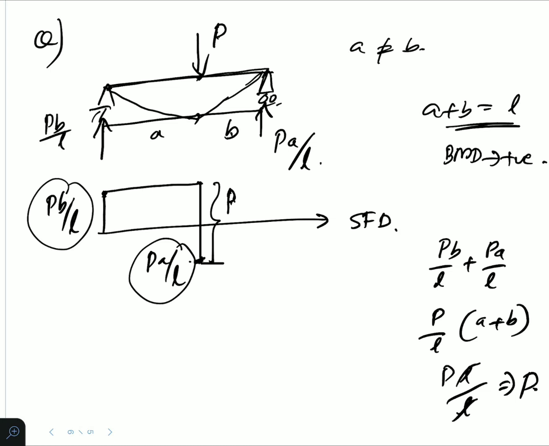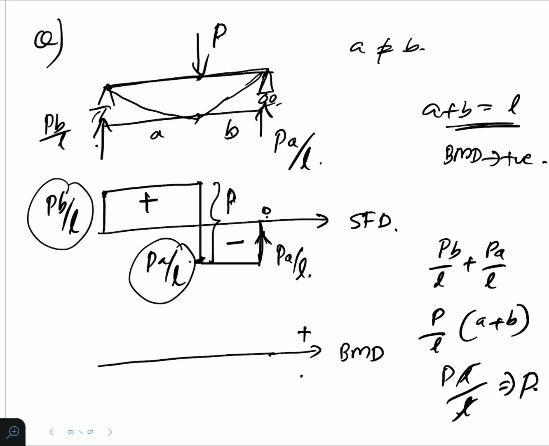Then this load will move like this till it reaches this point where a force of PA by L pushes it back to its original 0 point. Okay, this value is PA by L. So left side moves up and the other side moves down. So this is positive, this is negative. This is the shear force diagram. And now we have to draw the bending moment diagram.